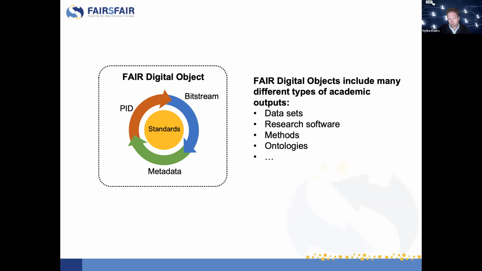Abstracting a little from that notion, you easily get to what is known as a FAIR digital object, which is a combination of the bitstream, metadata, and persistent identifiers, the holy trinity of research data, underpinned by domain-specific standards that make sure that you, as the creator of the data, are not the only one who can find and access the data, but your colleagues can do that as well. And of course, this concept of a FAIR digital object is not only applied to data sets, but also to research software, methods, ontologies, basically a whole variety of valuable scholarly output.